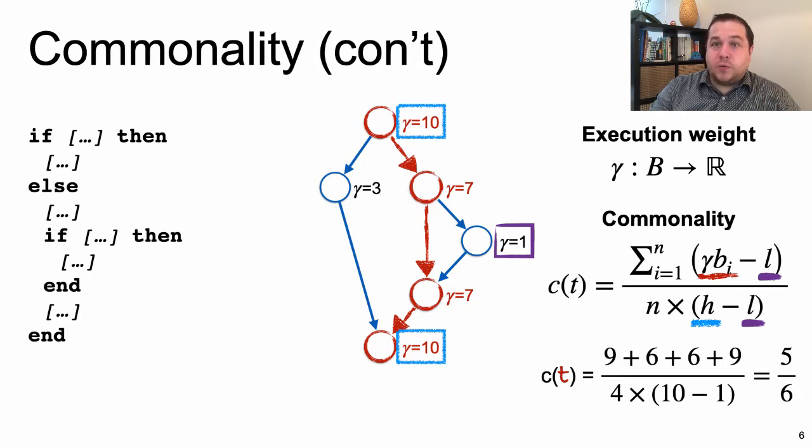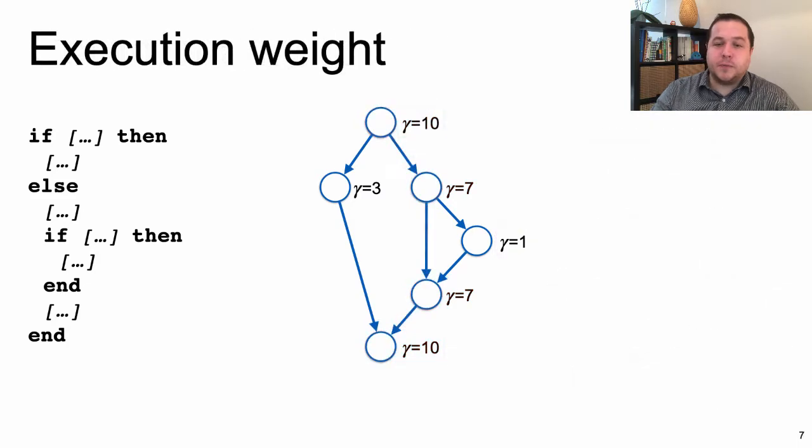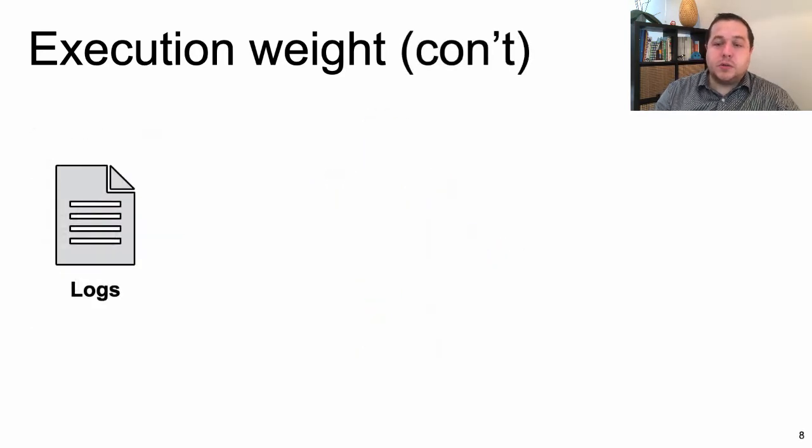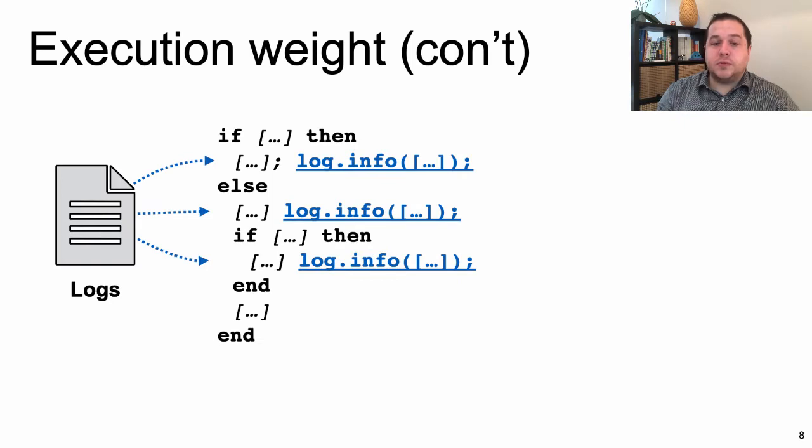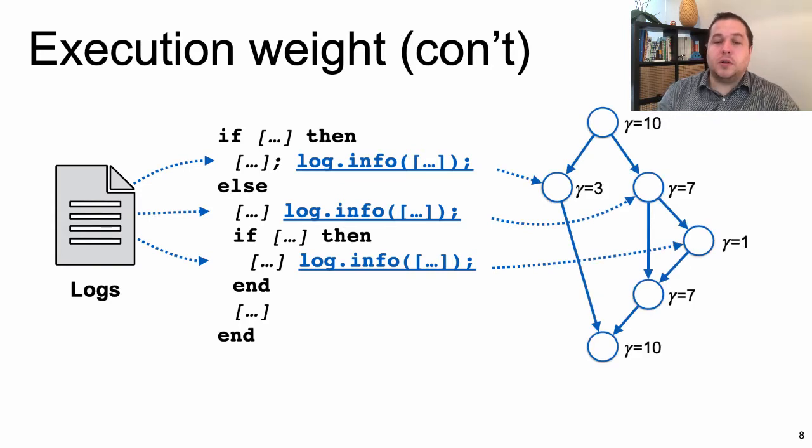So, great. We can define commonality using execution weights for the different nodes in the graph. But how do we get those execution weights? Where can we get them from? Well, one way to do it is to look at the logs of the application under test and trace back the different log messages to the portion of code where the log instruction appears. Based on that, we simply count the number of times we see the different messages and label the different nodes in the graph.